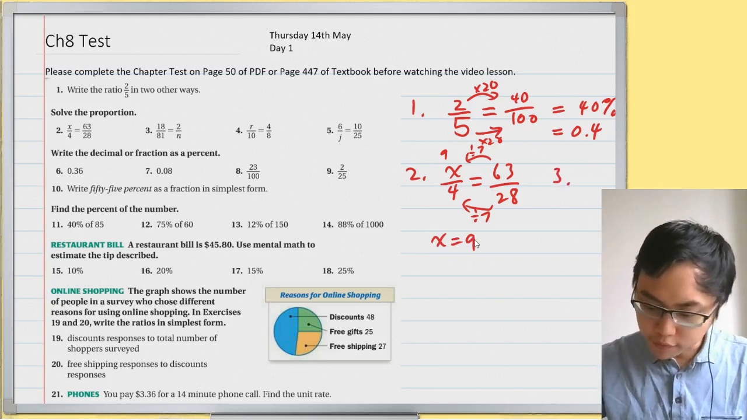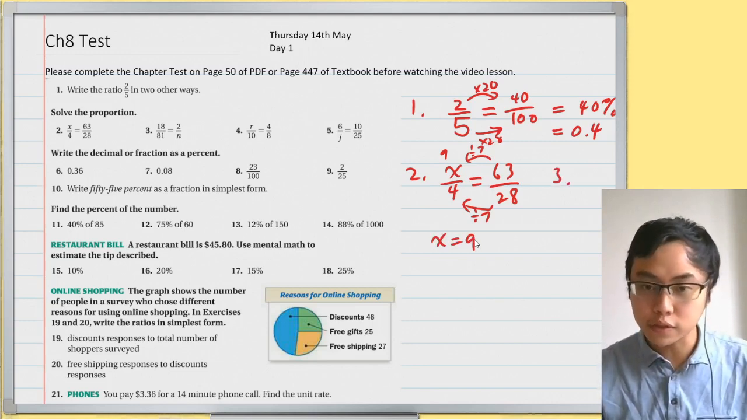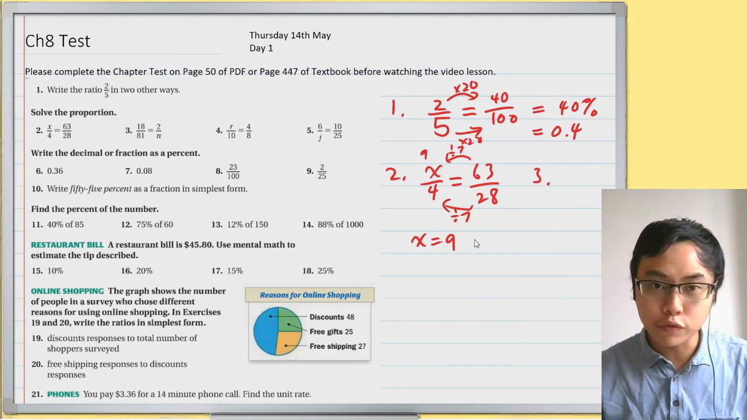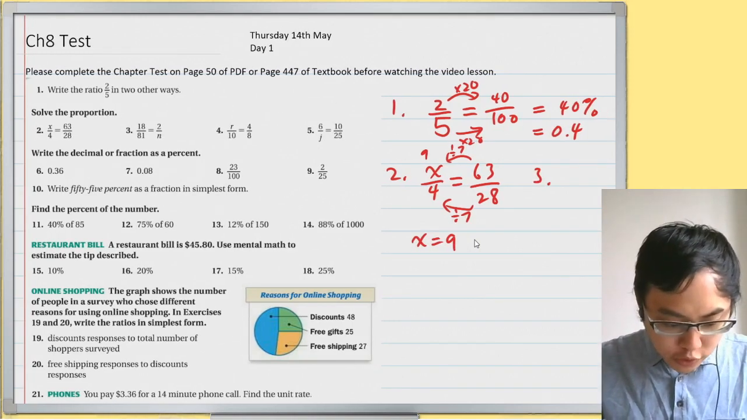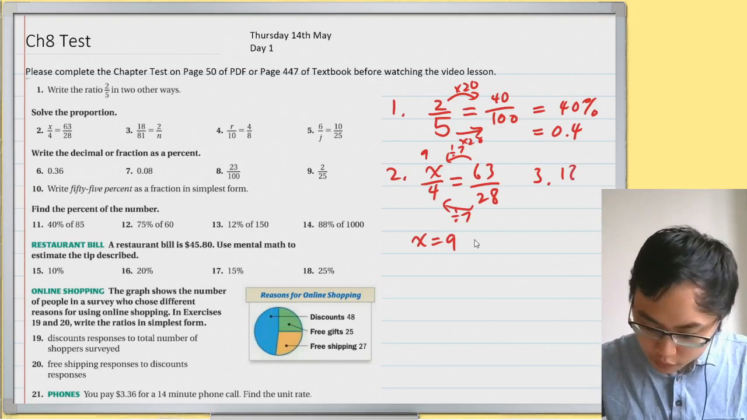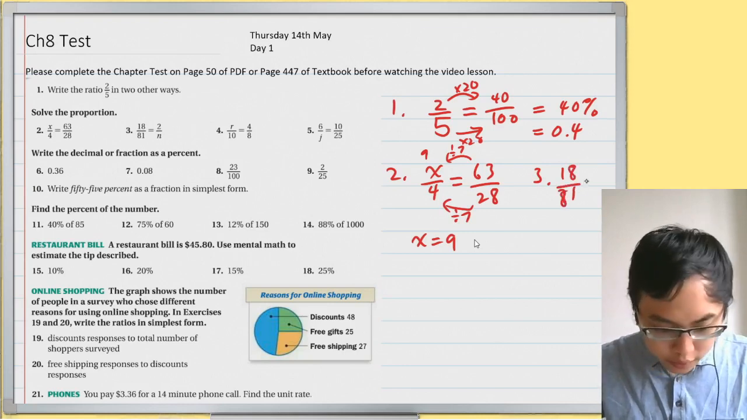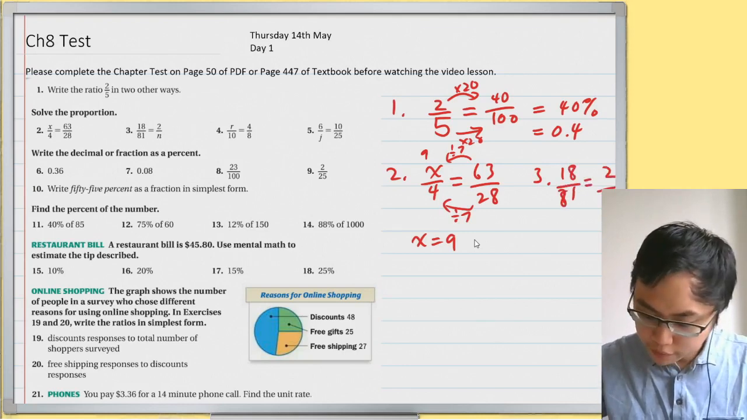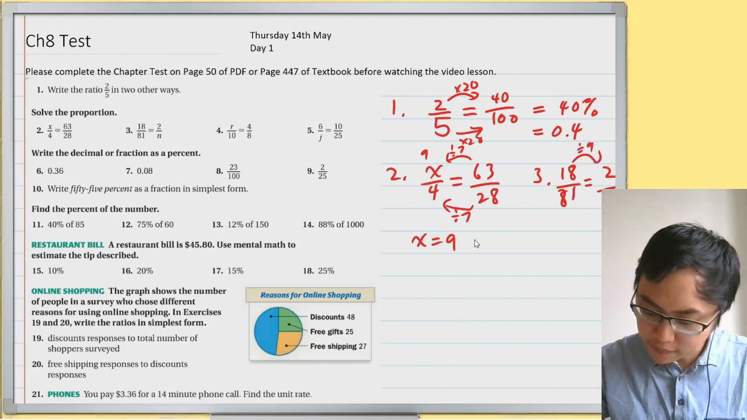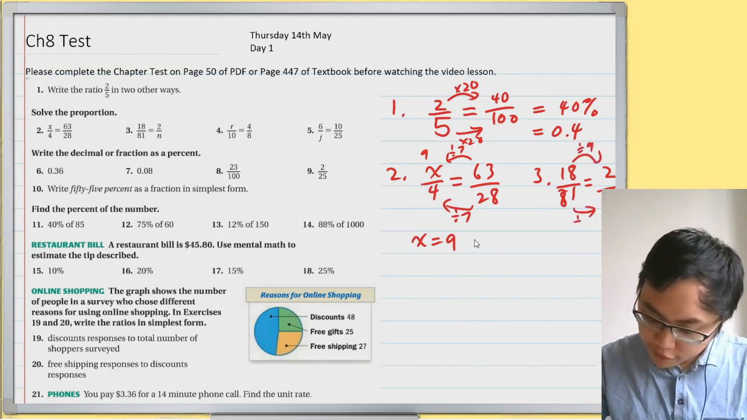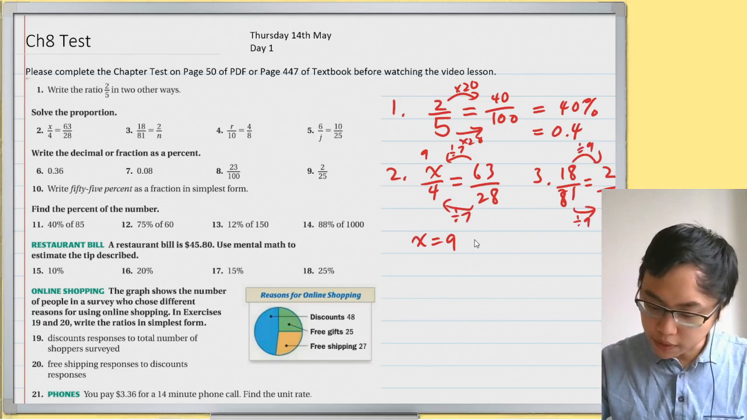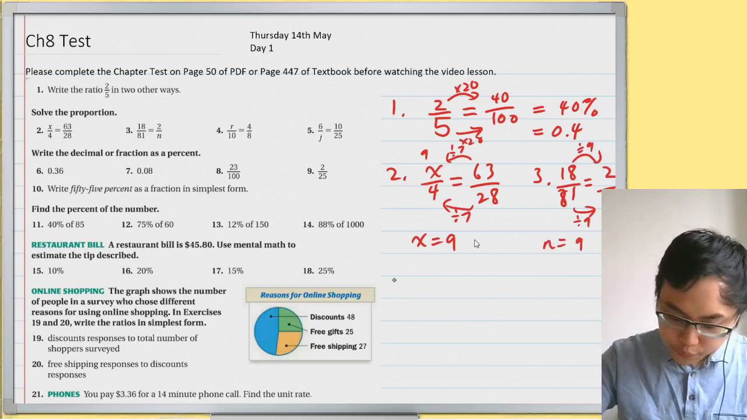Question 3, I'm going to do this over here. Hopefully you can still see. Let me just move this across. That's going to be 18 over 81. That's equal to 2 over n. So that's going to be divide 9. And so from 81 divide 9, n is also going to be 9. So n is equal to 9.